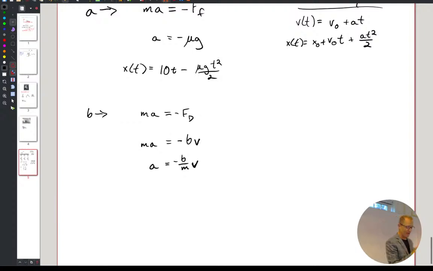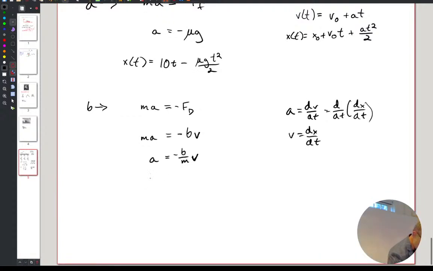Yeah, so they're all connected, right? A is dV/dt, V is dx/dt, and this is d/dt of dx/dt, so d squared x over dt squared. So I end up with dv/dt equals negative b over m times v, like that.